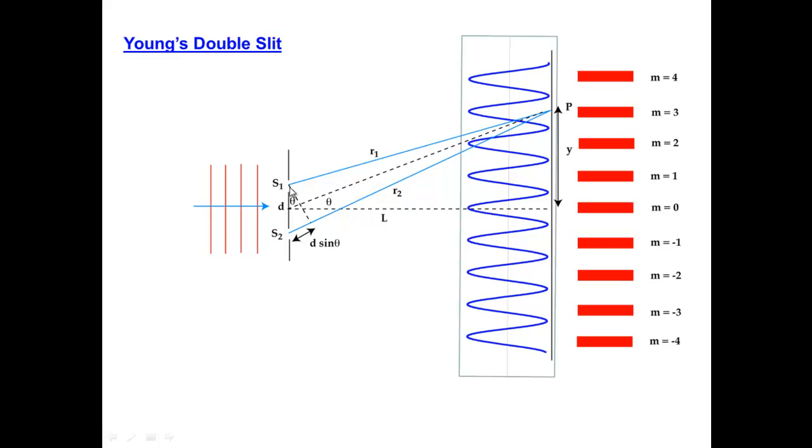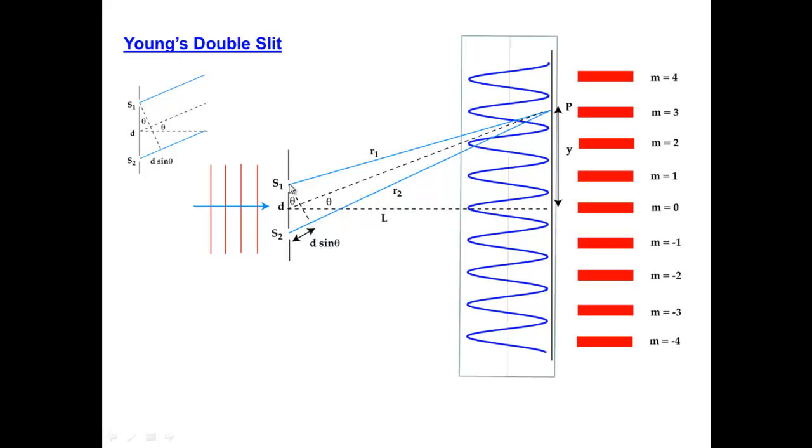So with a suitable analysis of these two paths, R1 and R2, we can make a very good approximation, assuming that the distance between the slits is small compared to the distance to the screen. And in that approximation, what we see is that the extra distance that the light has to travel coming from source 2 is this distance here labeled with the double arrow.